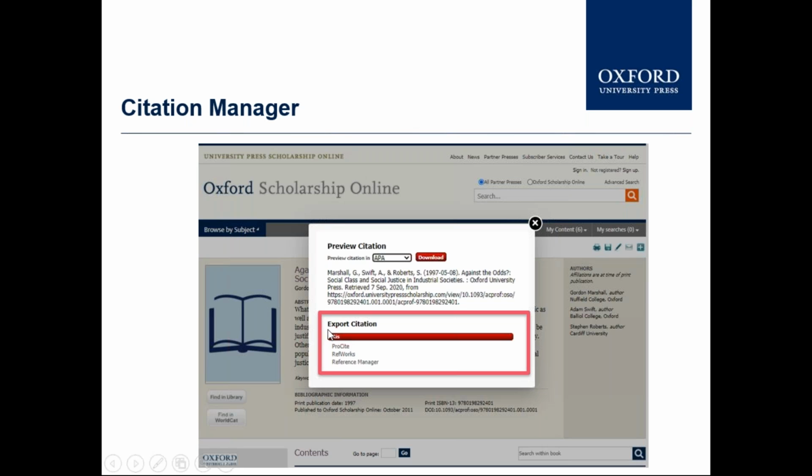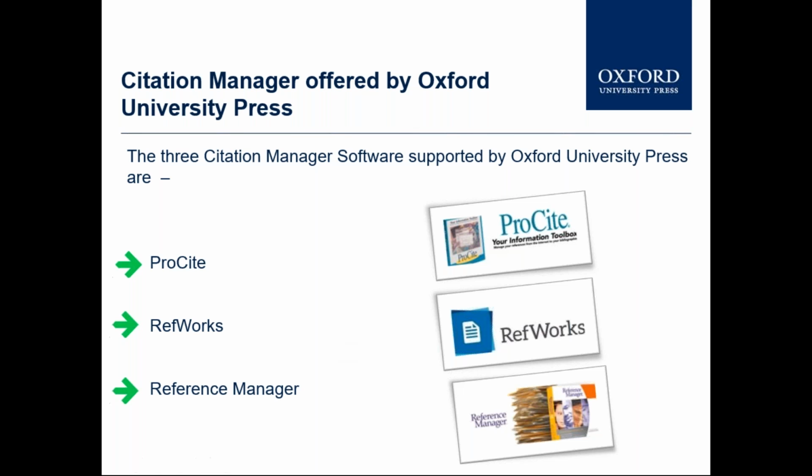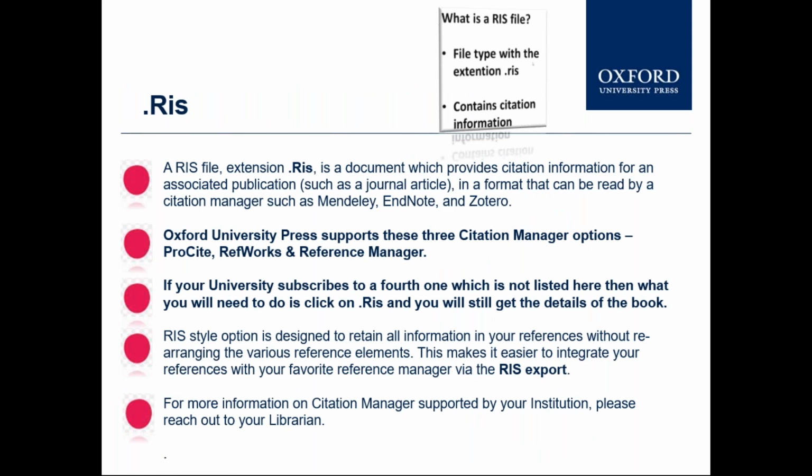Then what you will do, you will click on .ris. What does .ris do? .ris will take the information and put it the way it can be read by Zotero. If your library has Mendeley, .ris will take it and make sure that it can be read by Mendeley. It is a document which provides citation information in a format that can be read by other citation managers. So we have made it convenient for you to use.